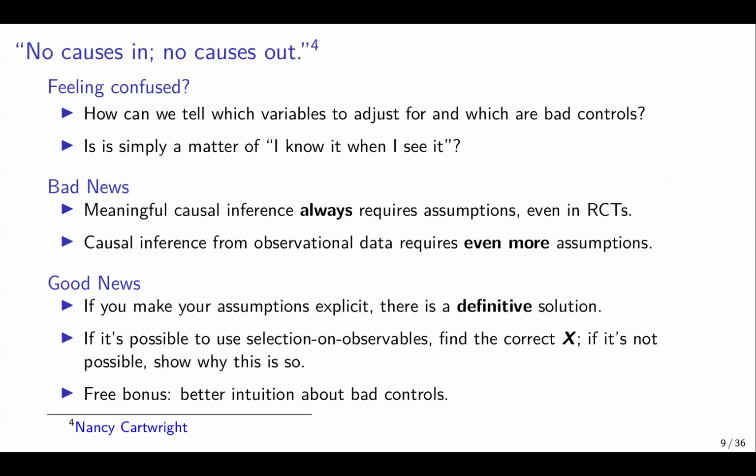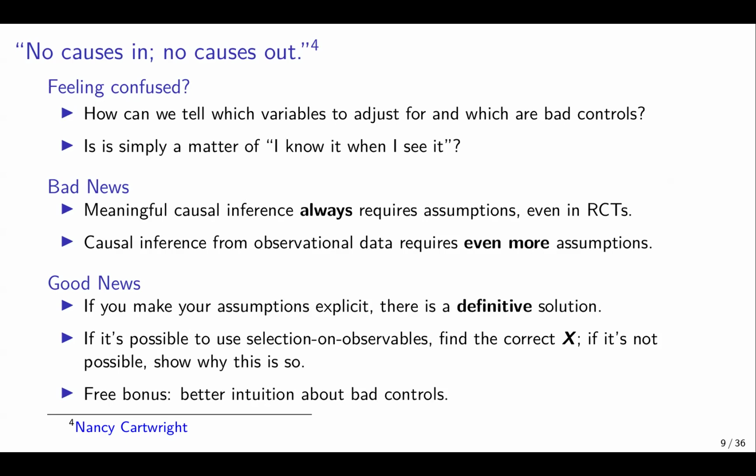So where are we? I've given you a few suggestions for how we might decide which variables to include in x, and none of them seems to have worked. Well, are you feeling confused? Is this just a matter of I know a good control when I see it?